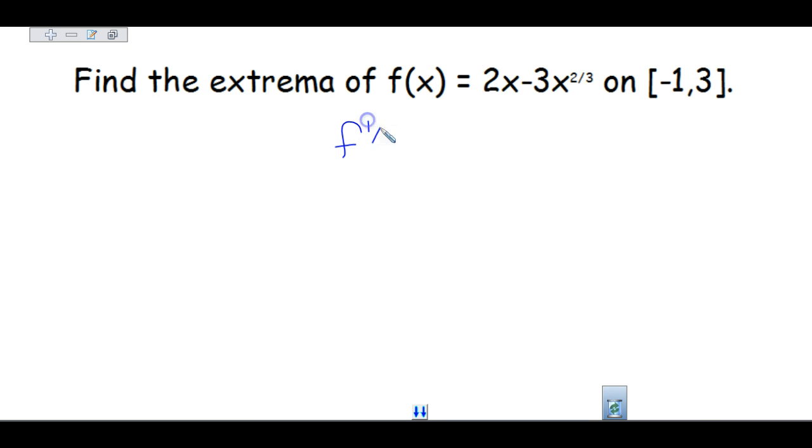So I go ahead and take the derivative and I end up getting 2 minus, I bring down the 2/3 power, so the 3s end up canceling, so minus 2x to the negative 1/3. I want to know where that's equal to 0 or undefined, does not exist. I want to clean this up. I want to be able to solve this algebraically by hand.